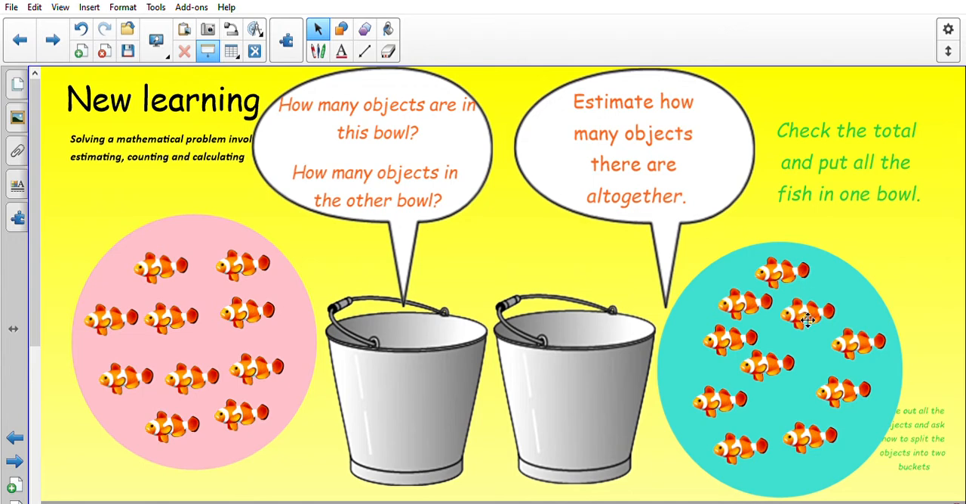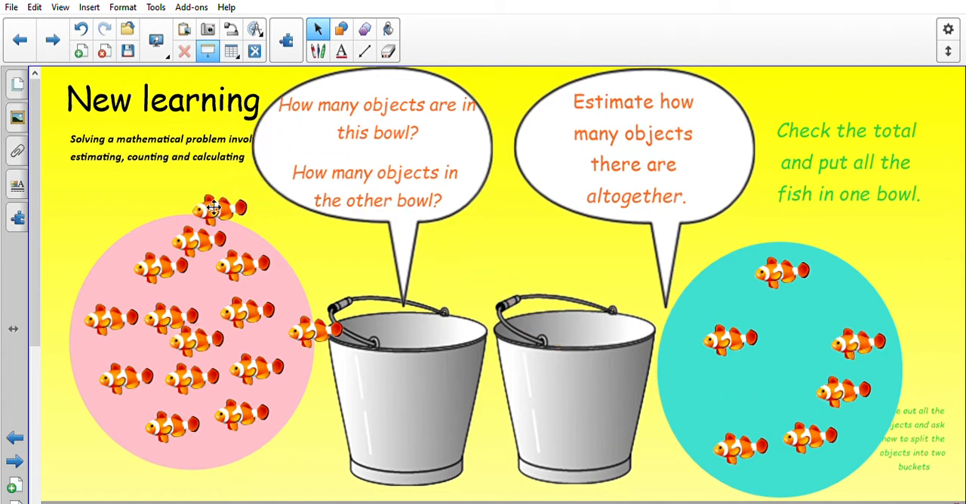How many do you think there'd be if I put them all together? Oh, wow, that's hard, isn't it? If I put them all together. You have a think while I swim the fishes across. Let me swim them all across into the same bowl. They're going to be very, very squished in that one bowl, aren't they? Let's swim them all across.